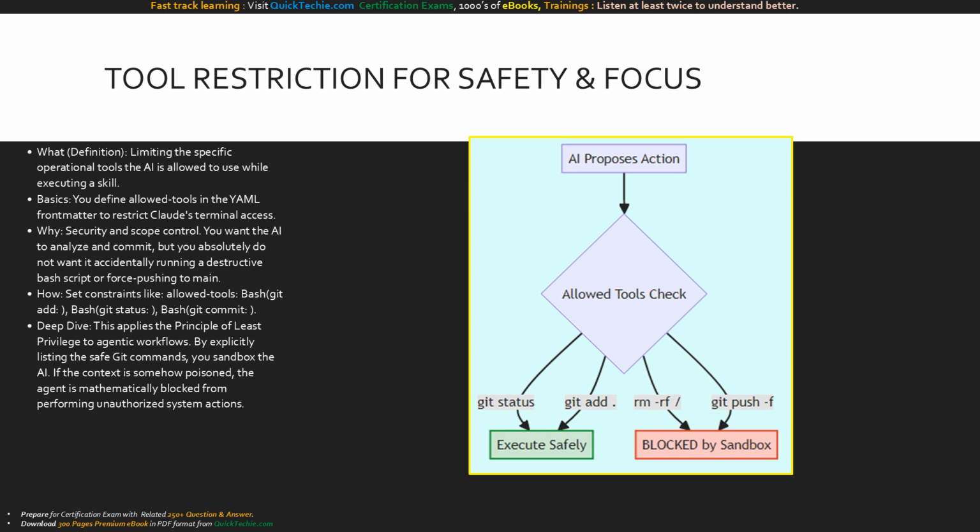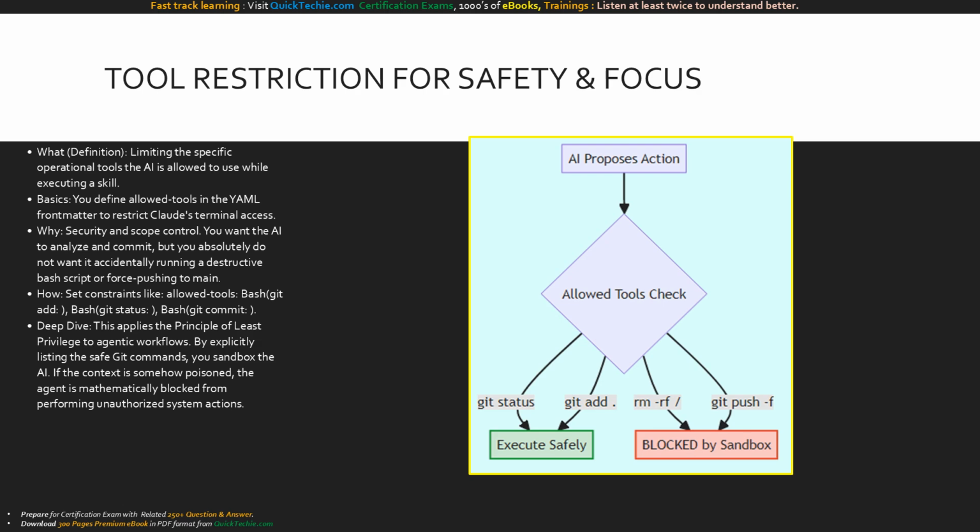In our deep dive, this is the application of the principle of least privilege. By strictly whitelisting the 9 Git tools, you create an unbreakable sandbox. Even if the AI gets confused or the context is poisoned, it is fundamentally blocked from performing unauthorized actions on your machine. Look at this tool security gate.